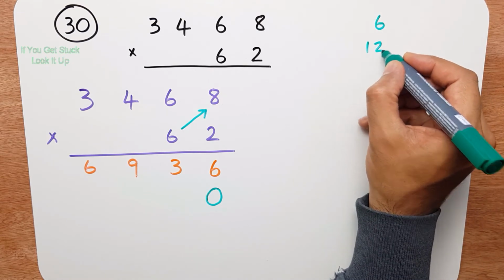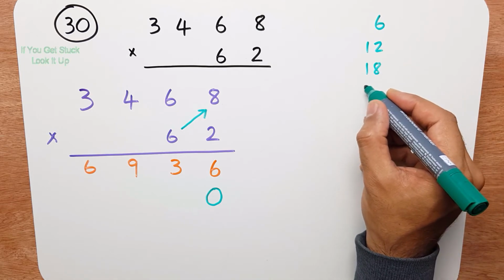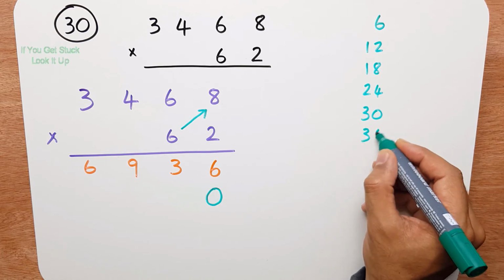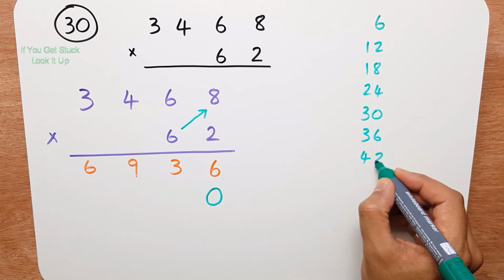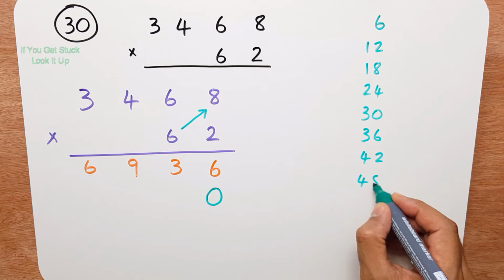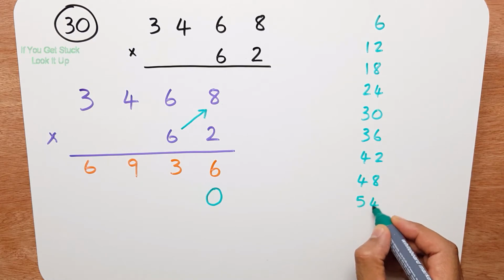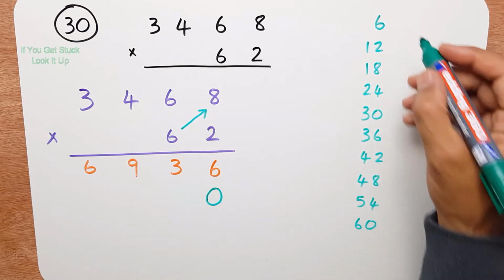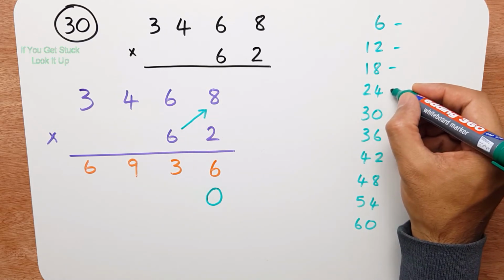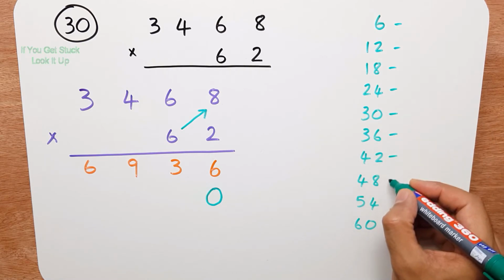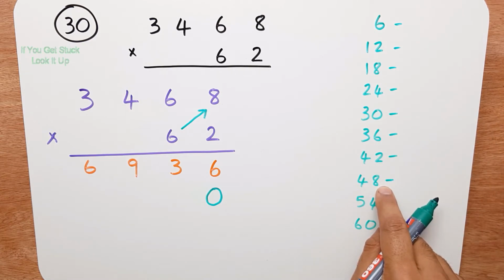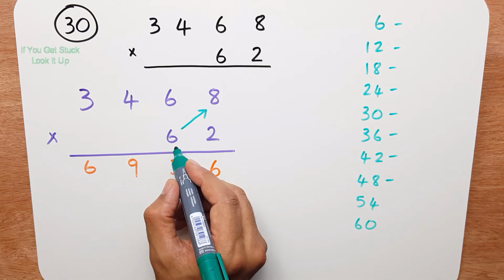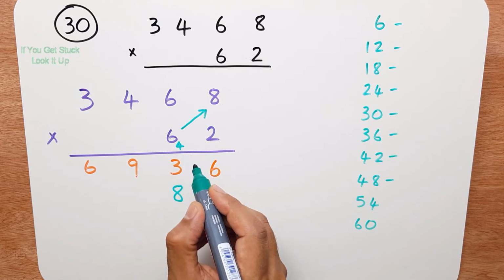6, 12, 18, 24, 30, 36, 42, 48, 54, and 60, and we'll stop there. So 6 times 8. 1, 2, 3, 4, 5, 6, 7, 8. So our answer is 48. So I'm going to put 8 down here and carry the 4 over to the next column.